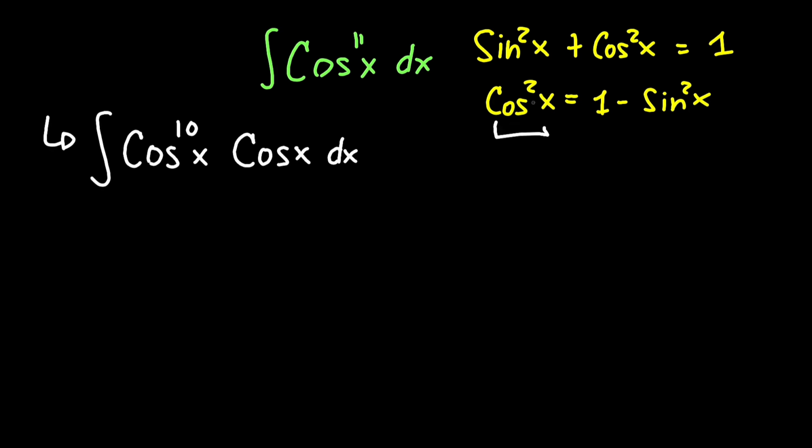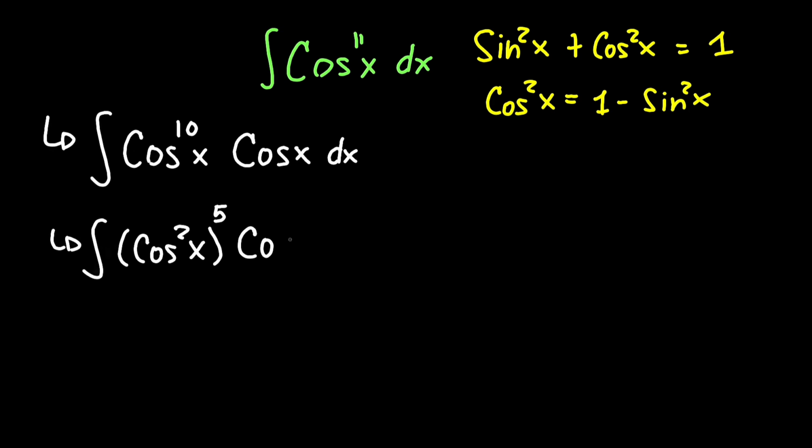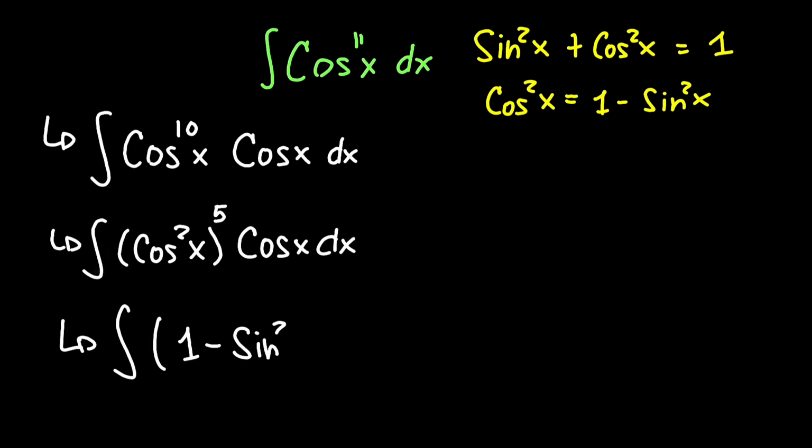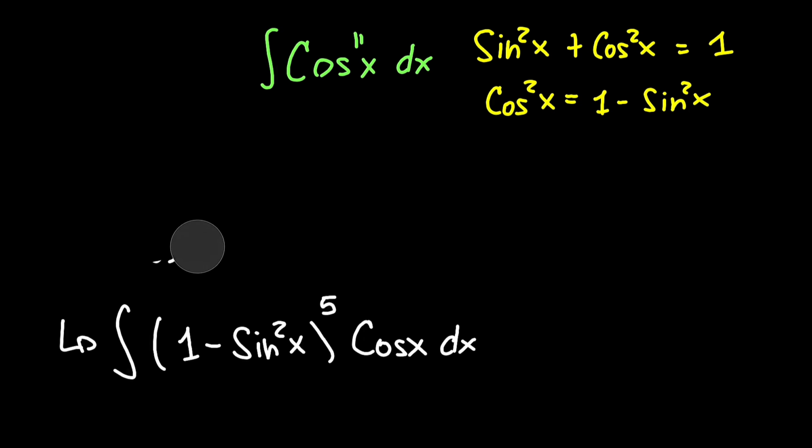What we have here is a cosine squared of x, so we must compress this, making this the integral of cosine squared of x, 10 divided by 2 would be 5, multiplied by cosine of x dx. Now that we have this, we can now transform it according to its identity. Next up would be to expand this expression first.